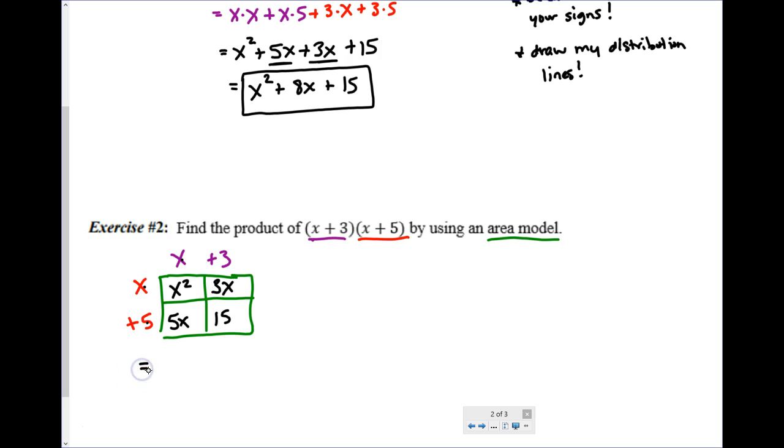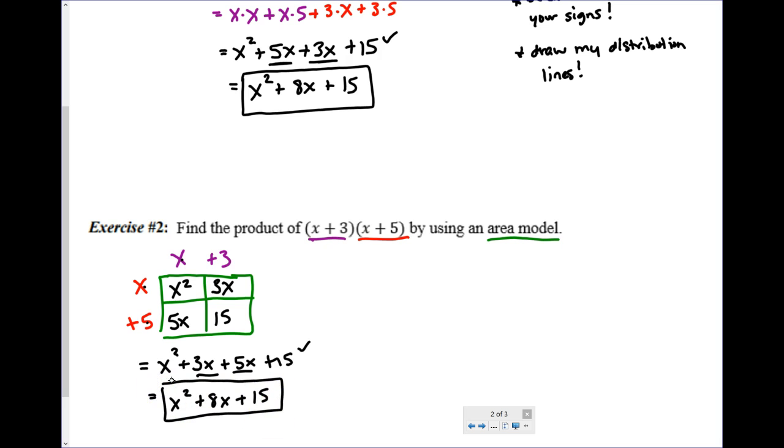I'm not done because, again, I need to make my answer look like this, the first answer, right? So I'm going to take each of these terms that I've found and write them out. I'm going to add them all together. So plus 3x, plus 5x, plus 15. Notice I got the same thing here as I got here when I did double distribution. The exact same thing, I'm just modeling it in a different way. I have to simplify still, so I get x squared plus 8x plus 15.